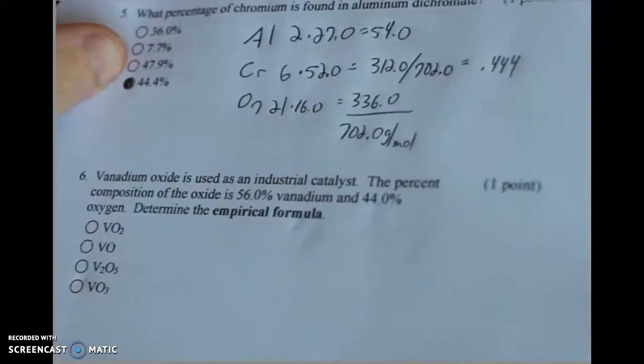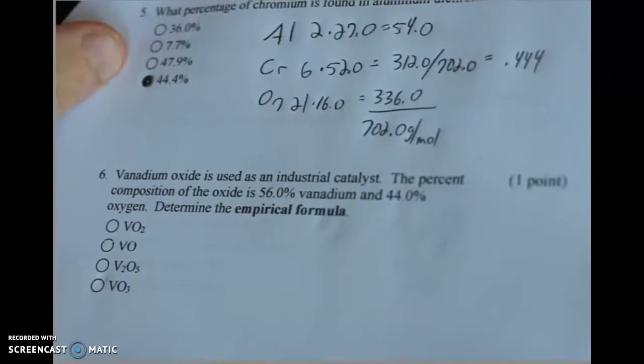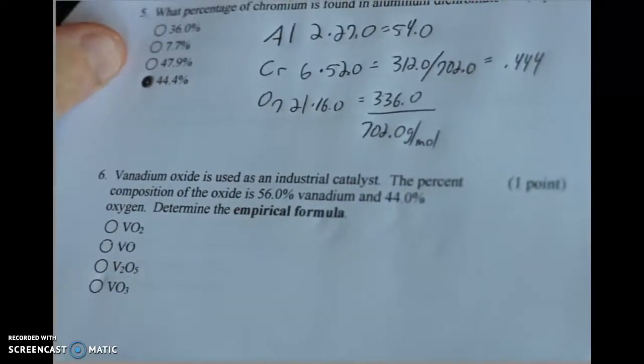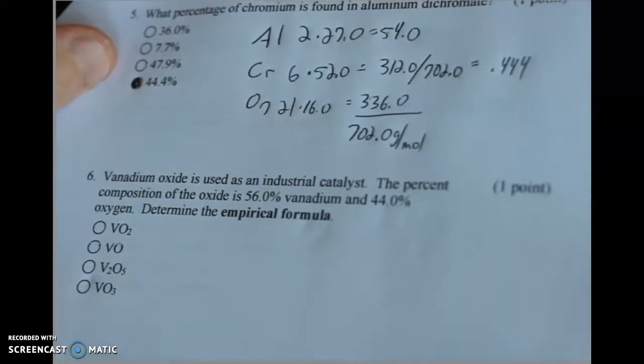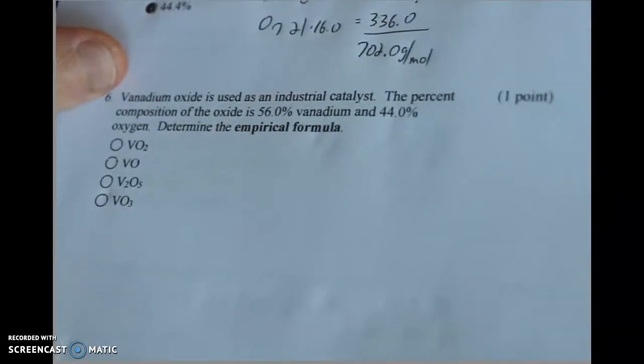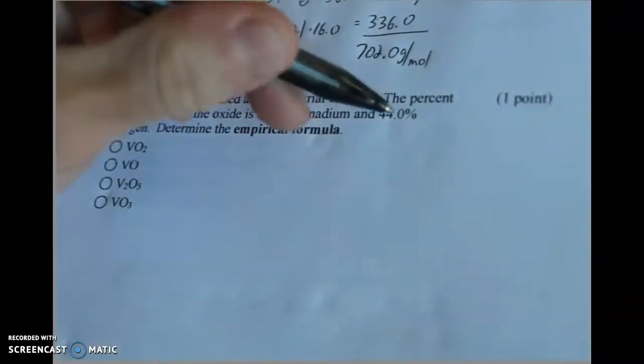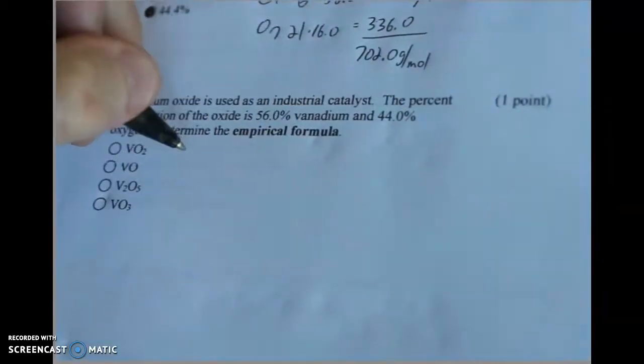Vanadium oxide is used as an industrial catalyst. The percent composition of the oxide is 56.0% vanadium and 44.0% oxygen. Determine the empirical formula. All right, for empirical formula, first thing you have to do is convert grams to moles. And since both of these percentages add up to 100%, it's nice and easy.